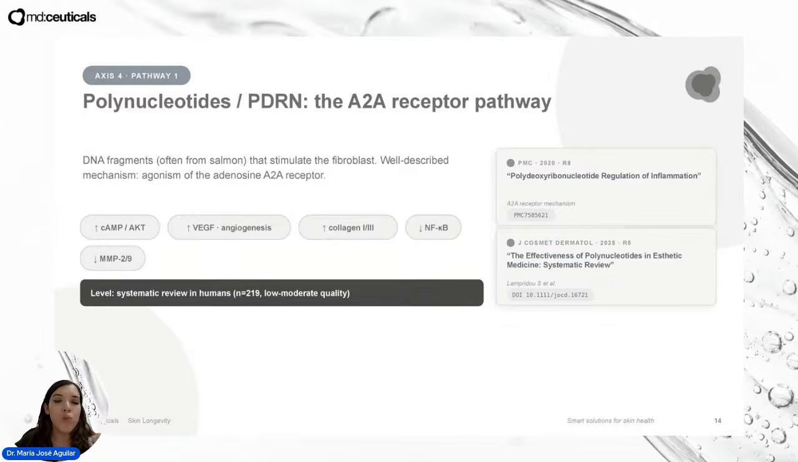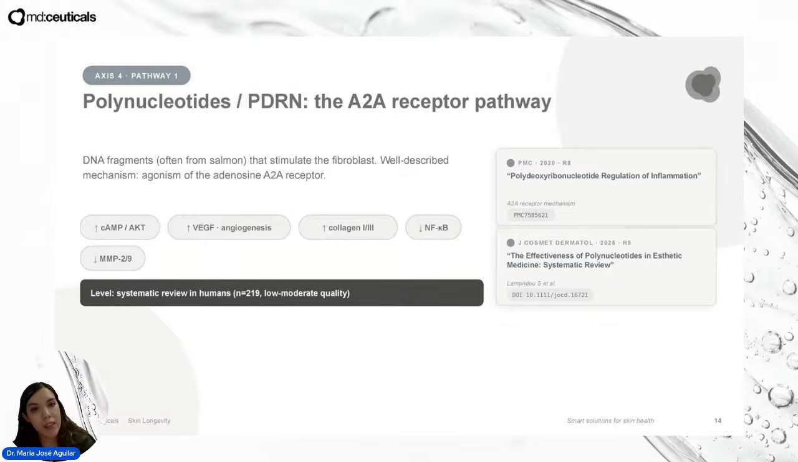If we use polynucleotides in a young patient, it's the ideal treatment, because these young patients don't need to thoroughly fix the DNA in the cells. These patients need to increase angiogenesis, increase the collagen a little bit, and regulate the inflammation. So polynucleotides are for these younger patients.